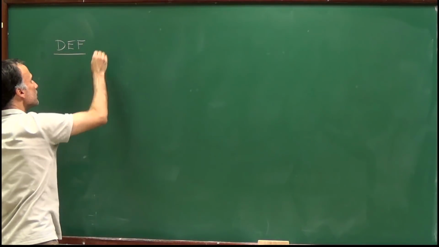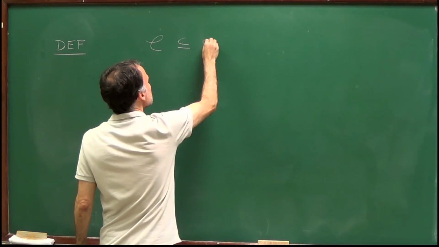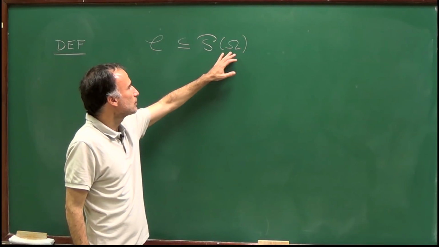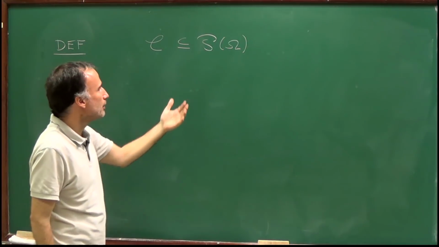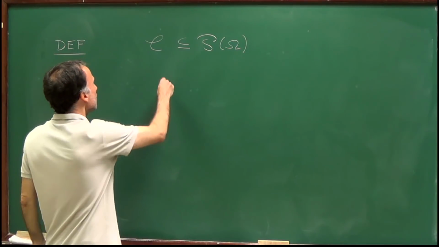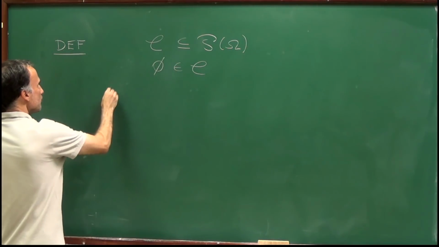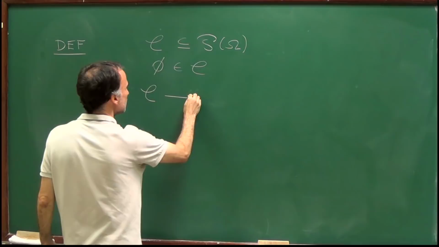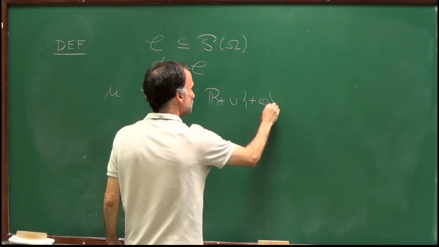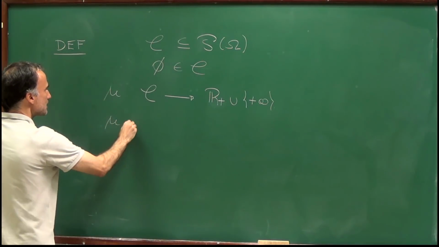So the first definition is the following. Let's assume that we have a class C of subsets of a set omega, and again you can keep in mind that omega is, say, the line, or R to the power n. Let's assume that this class contains the empty set, and that we have a function mu, which is defined on this class and takes values in R plus, union plus infinity.